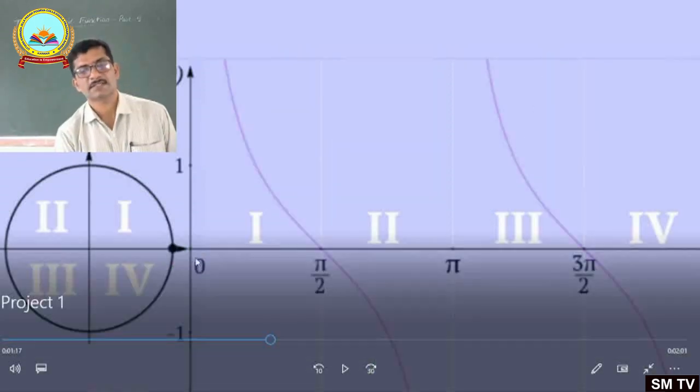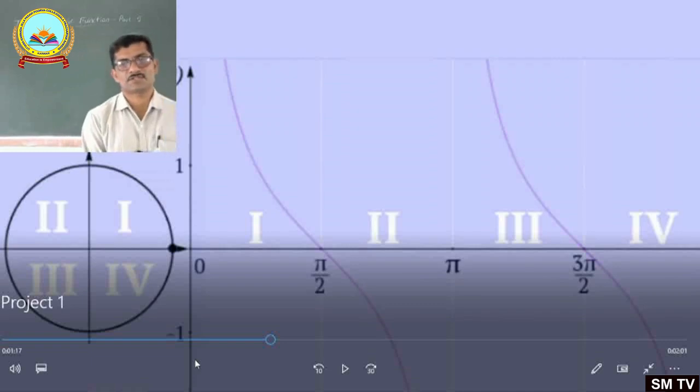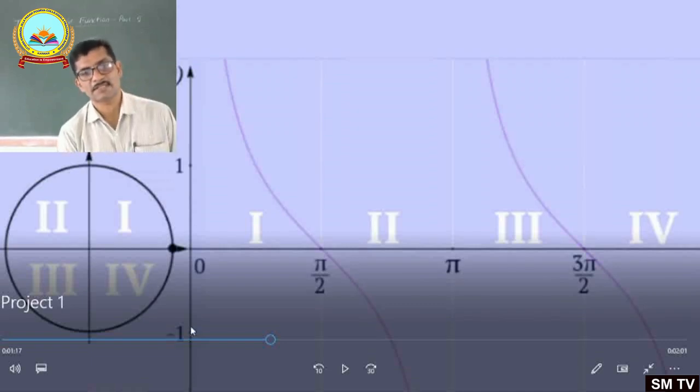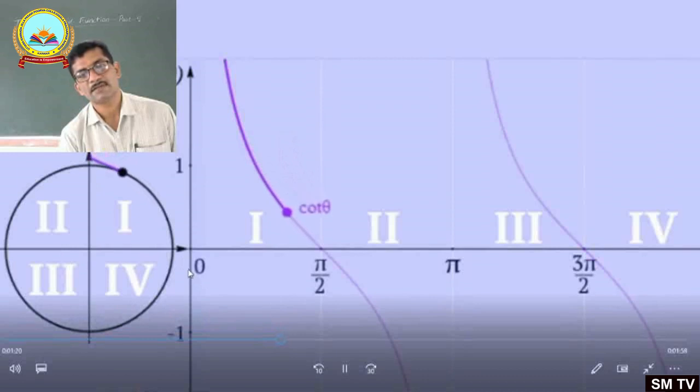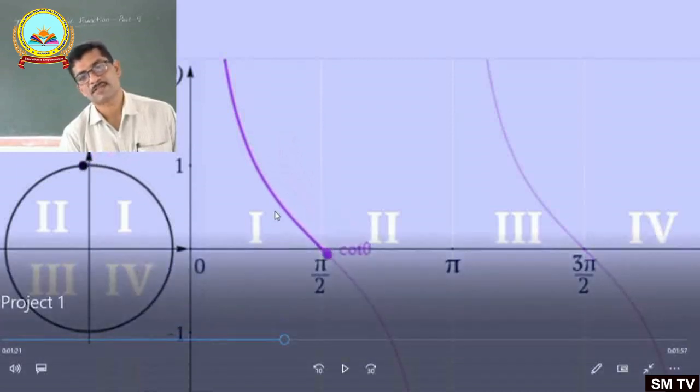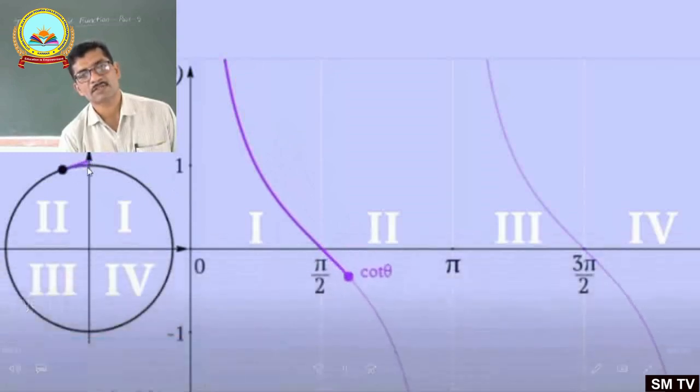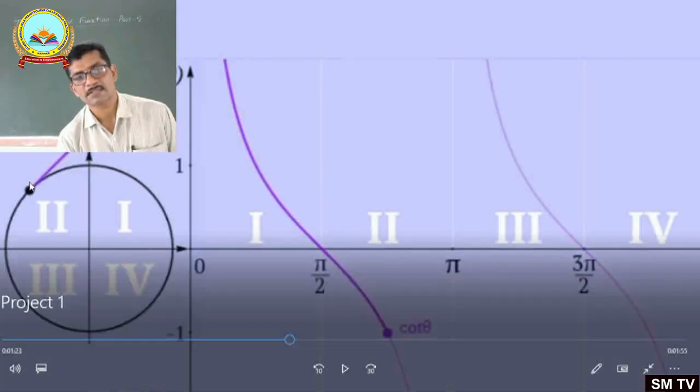Next, the graph of the cot function. The cot function always decreases, from infinity to 0. Again, the cot function is decreasing. This value is again decreasing. The direction is not like this, it is moving here.